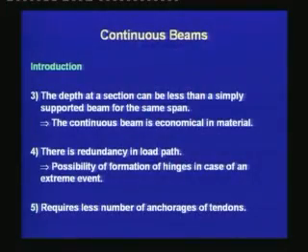The fifth advantage is that a continuous beam requires less number of anchorages of tendons. If a bridge is made of simply supported spans, then anchorage is needed at each end of each span. Whereas, if a bridge is made with some continuous spans, then the number of anchorages can be reduced as compared to the number in simply supported spans.